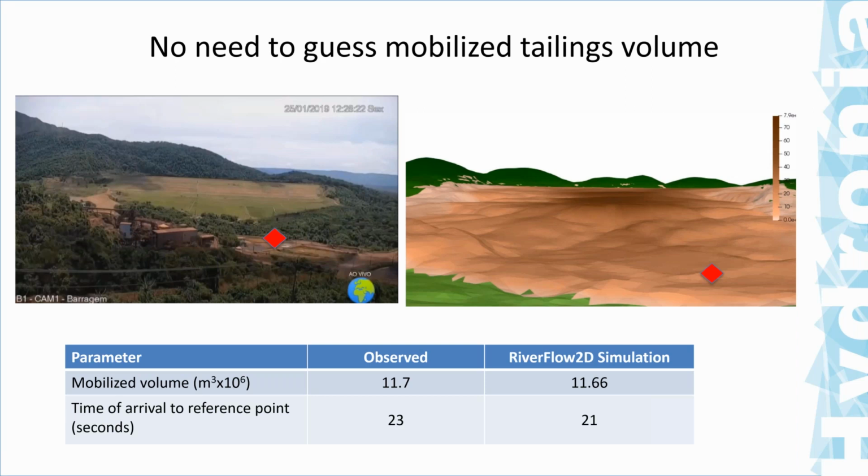Also, the time of arrival of the flow was assessed at different locations. At that particular point that I'm marking with the red dot there, the model predicted 21 seconds, which is a little behind what was observed, but was pretty close anyway.